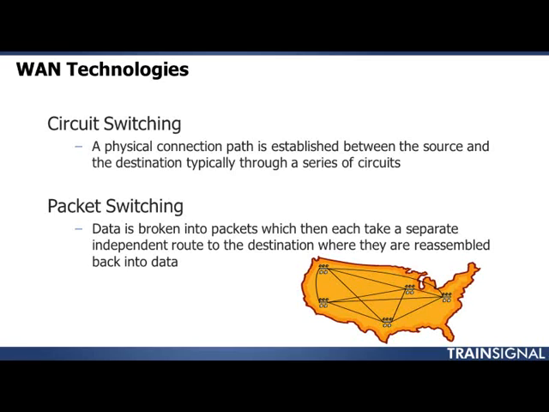Okay, so circuit switching is where you have an established, essentially dedicated path, whereas packet switching is we just use all the various paths that are available, and the data is just split apart, going all different ways, and put back together at the end.